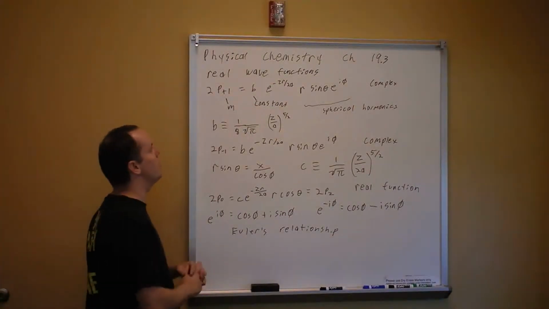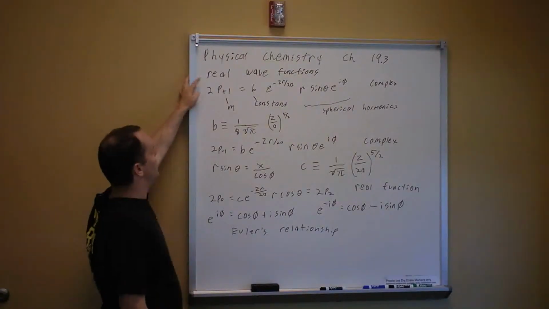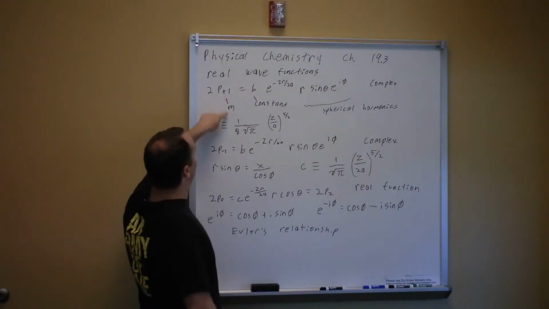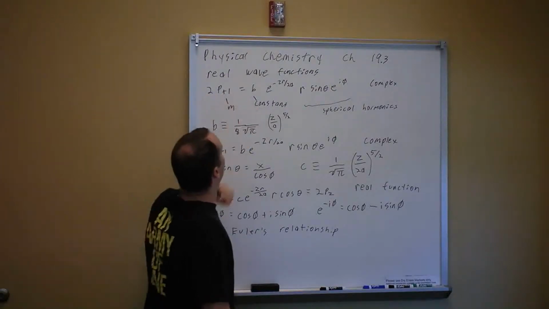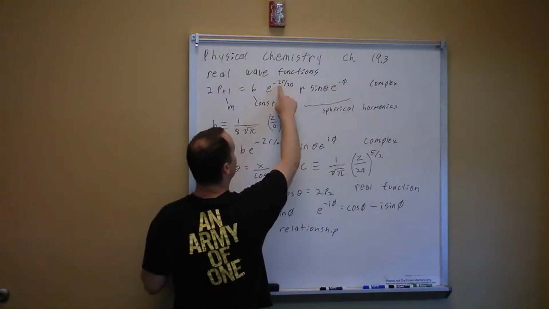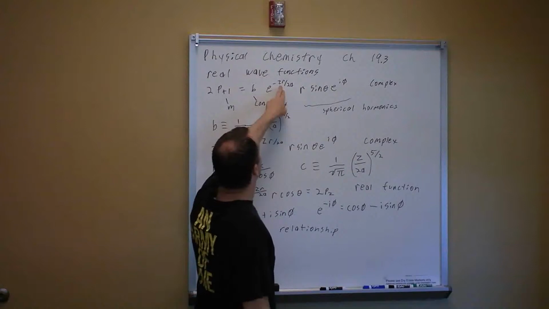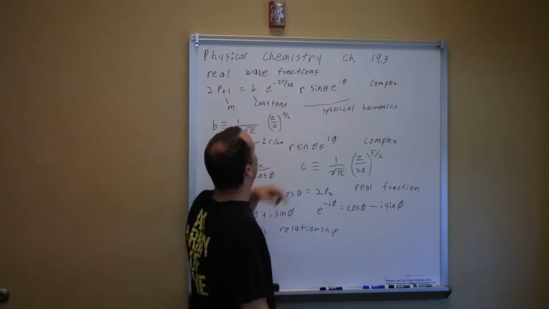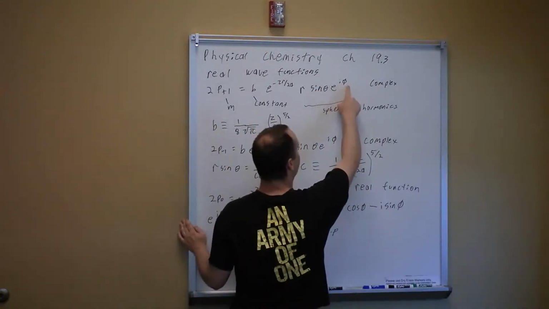Continuing on physical chemistry, chapter 19, we're in section 3. Now we're going to talk about real wave functions, namely p orbitals. So let's say our m is plus 1. This is our quantum number. So our orbital is 2p plus 1, and that's going to be equal to this constant B times e to the minus Z r over 2a, where this is capital Z, times r sine theta times e to the i phi.